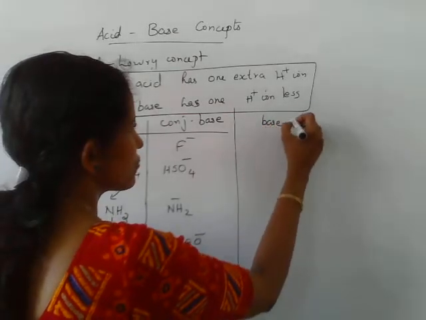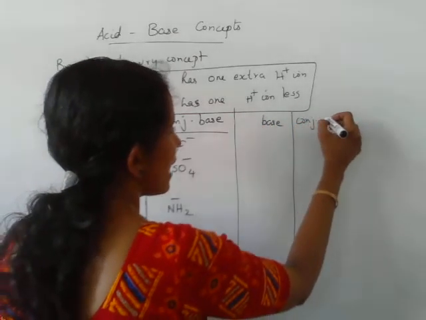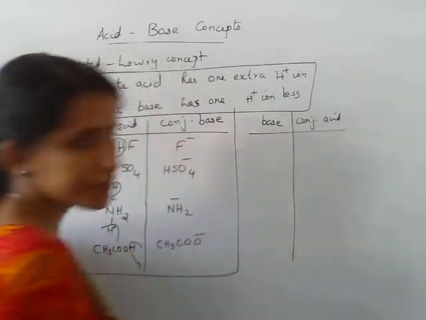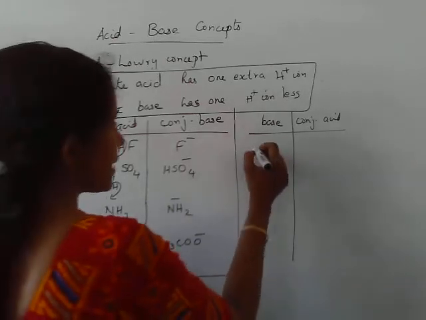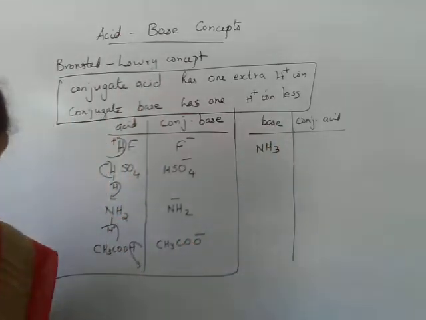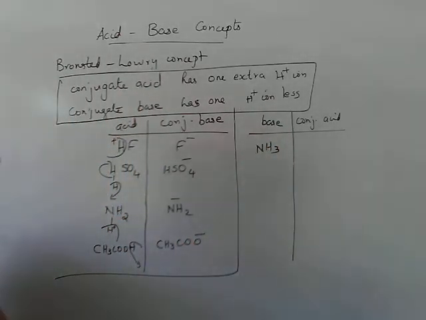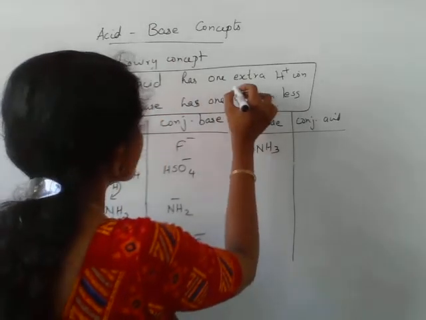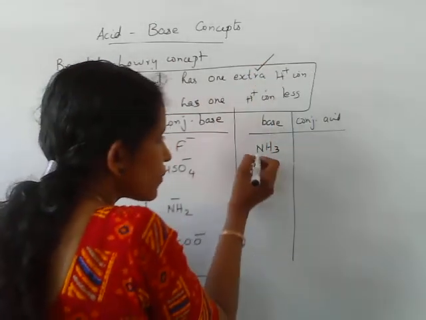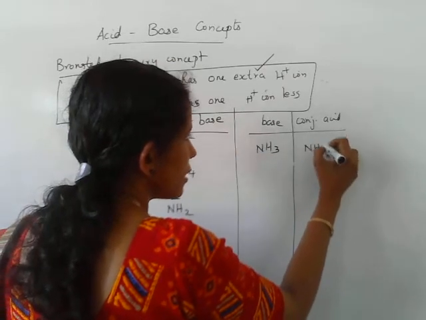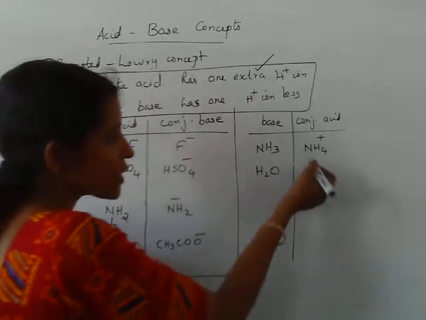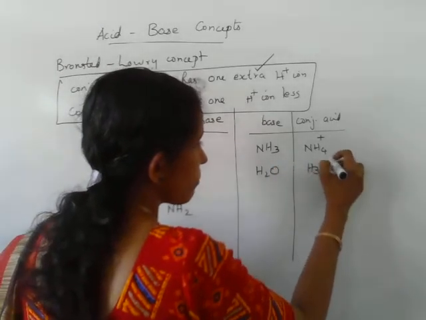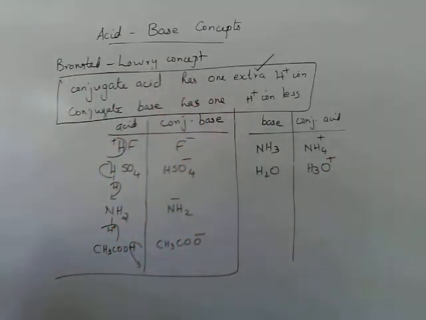In a similar way, if you are given a base, we can write the conjugate acid of the given base. For example, NH3 is a base. The conjugate acid, how do we get it? It contains one extra proton. You have to add one proton to it. So it would become NH4 plus. Water molecule, add one H plus ion to it. So what do we get? H3O plus is the conjugate acid of water molecule.